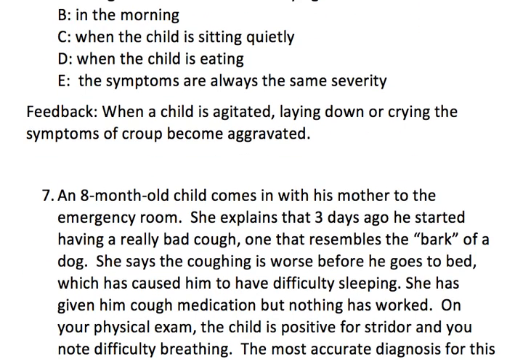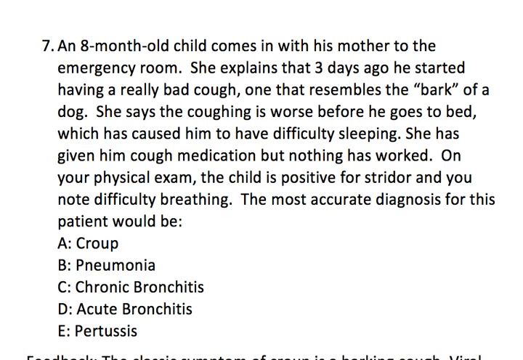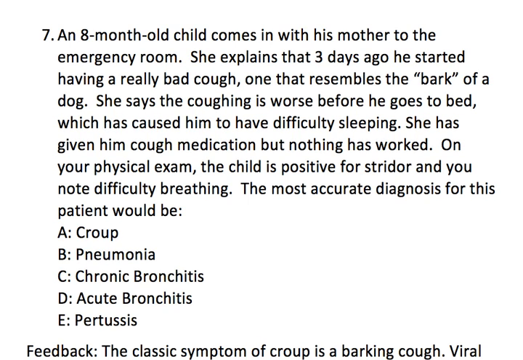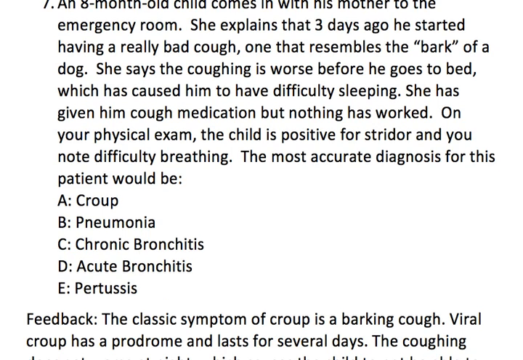So here's a case study, and you can pause it and read through it, but it basically talks about the mother bringing in a child, saying that the cough resembles a bark. It's worse as the child's going to bed. So as we already talked about, it's a child, a barking cough, worse at night. Well, then you can identify that as Croup and rule out these other things, although they could have comorbidities. But for example, in this question, the answer is Croup.